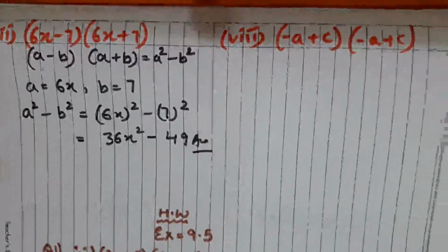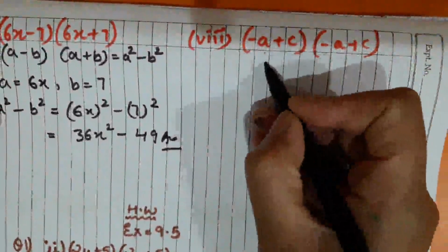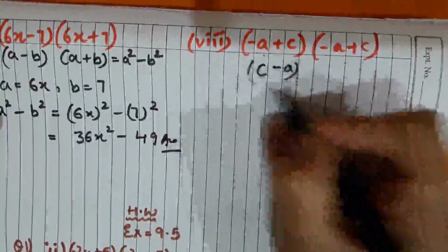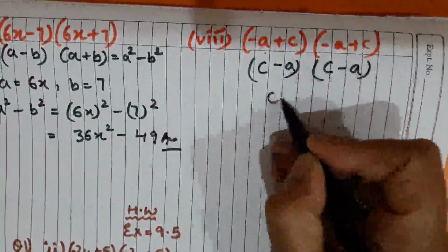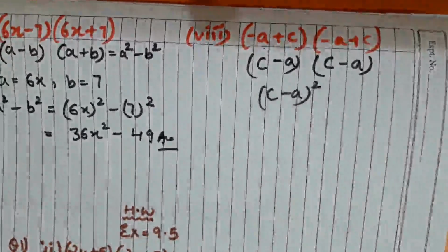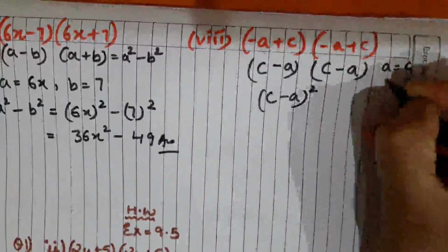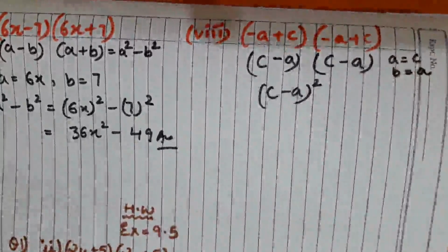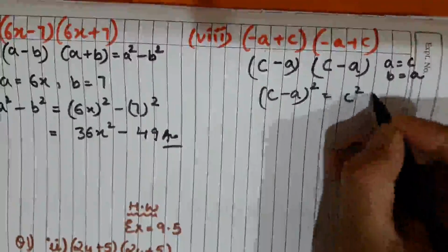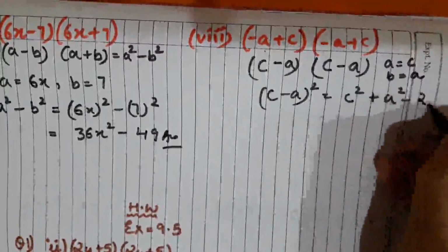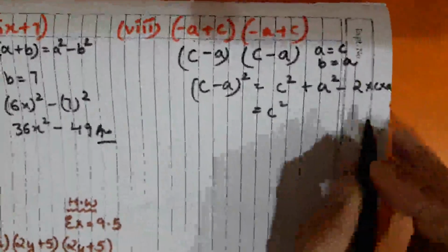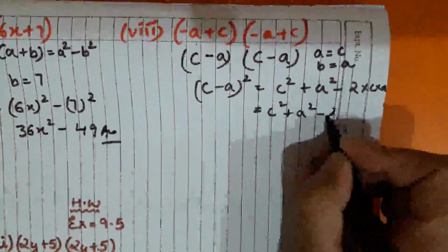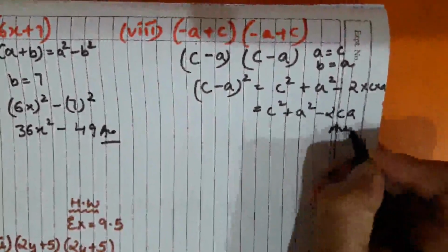Okay, let's see the next part, 8th part. Now minus a plus c. So again we can swap minus a, c minus a. Now the c minus a whole square formula is coming up. A is c here and b is a here. So c square plus a square minus 2 into c into a. It gives you c square plus a square minus 2ca. So this will be your answer.